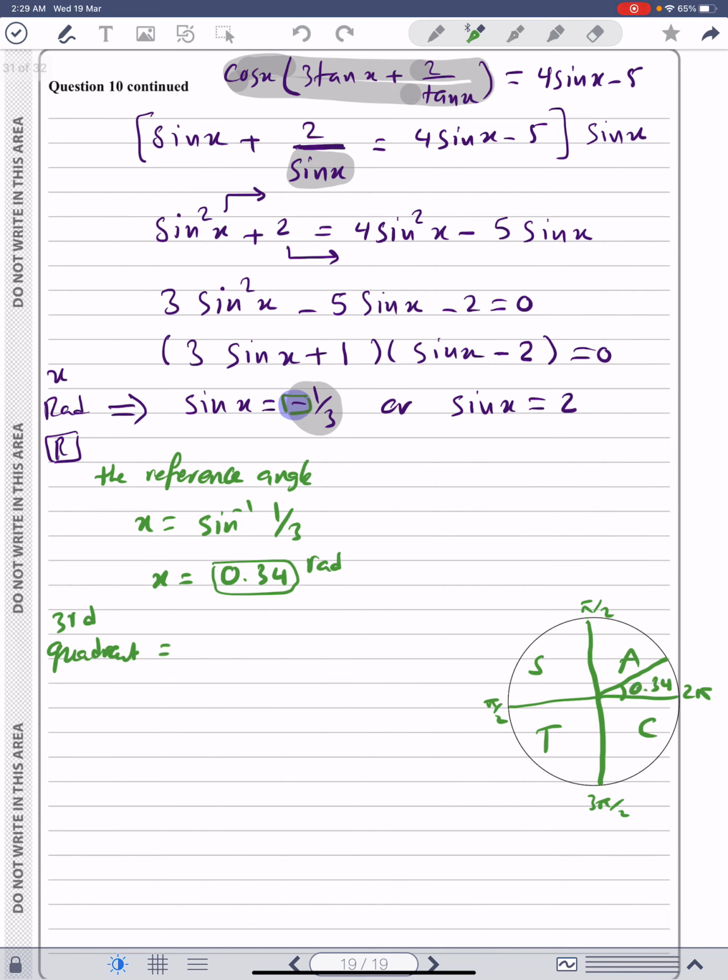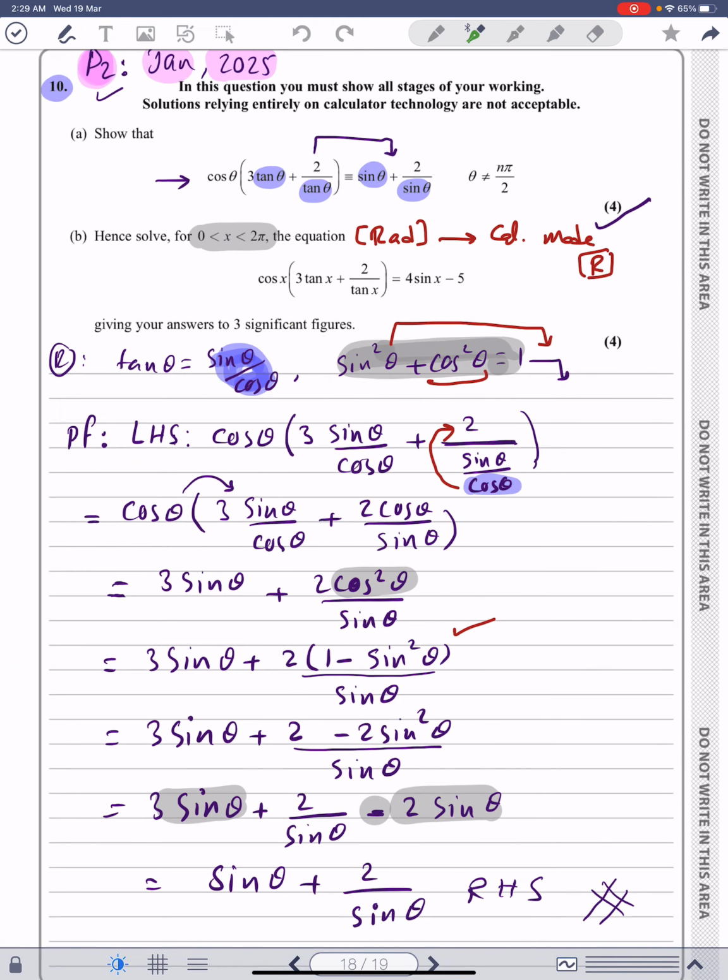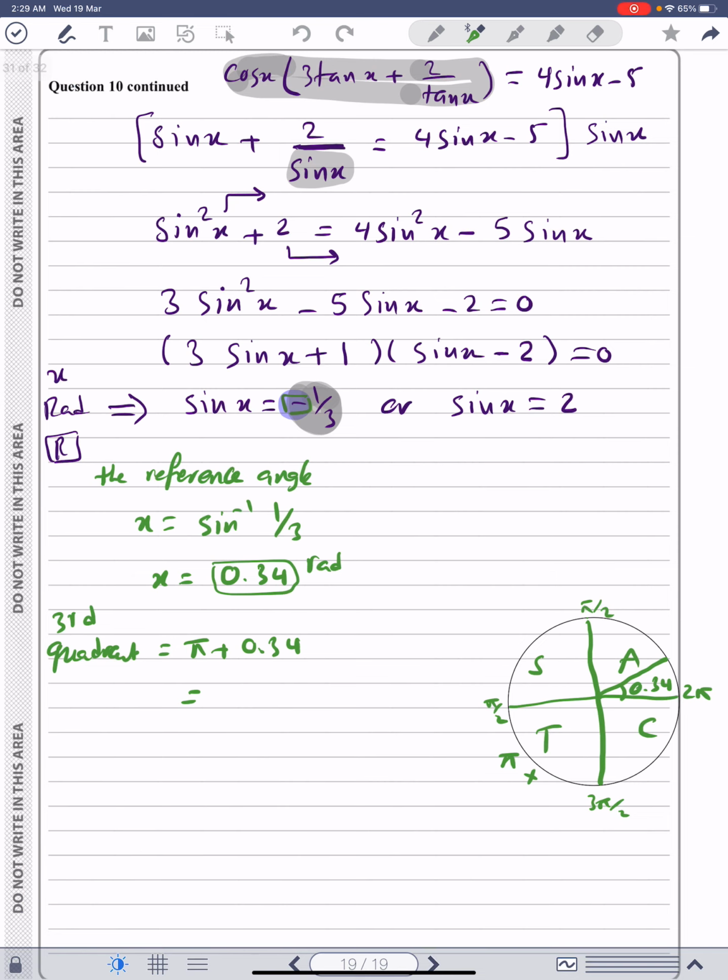So the third quadrant is pi plus the reference angle, in degrees 180 plus. So pi plus 0.34. He wants 3 significant figures. So getting in the calculator, x1, the first solution, is 3.48 radians.